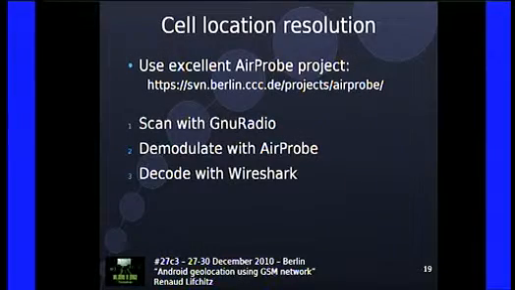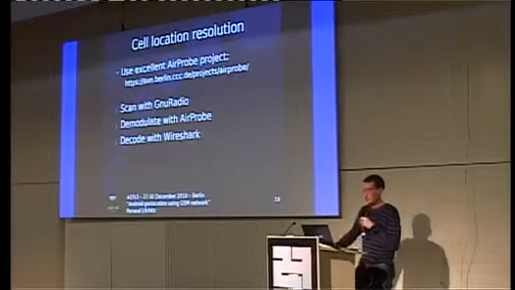In order to achieve that, I used the AirProbe project, which is a project for GSM sniffing. First of all, you have to scan the frequency to find all the different BTS with GNU Radio. When you have identified the good frequencies, you have to demodulate the signal with AirProbe. And when you have the demodulated signal, you have to decode it with Wireshark. So, 3 simple steps.